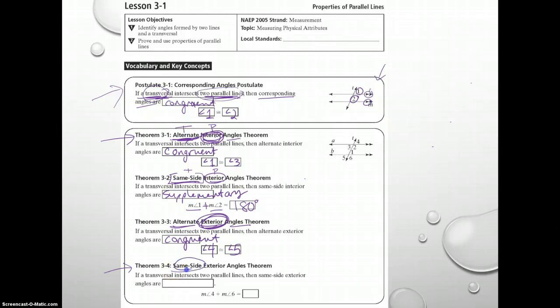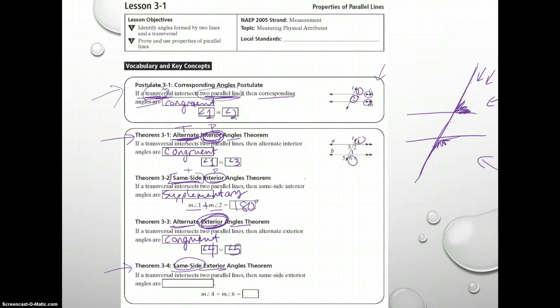Next, same side exterior angles. Two parallel lines cut by a transversal. Same side exterior means that I have to be on the same side of the transversal and be on the outside of the parallel lines, not on the inside. So if I use this angle, then the only other place that qualifies as same side exterior will be over here. And on your diagram, that's 4 with 6.